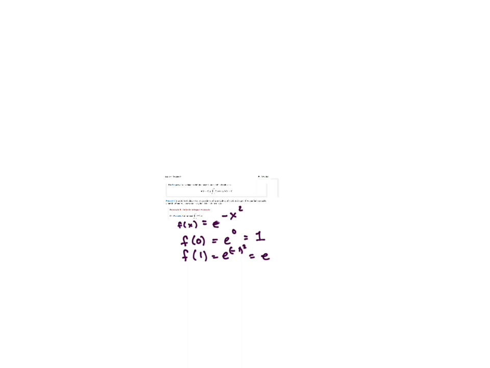Believe it's going to be e to the negative 1, because it's not negative x squared. It's negative x squared in parentheses. That makes that e to the negative 1, or 1 over e. Which one's smaller, 1 over e or 1? Okay, so that's going to be our lower limit.